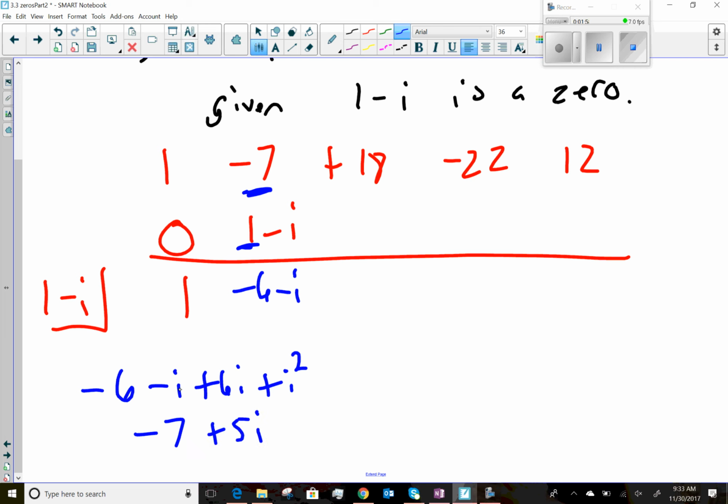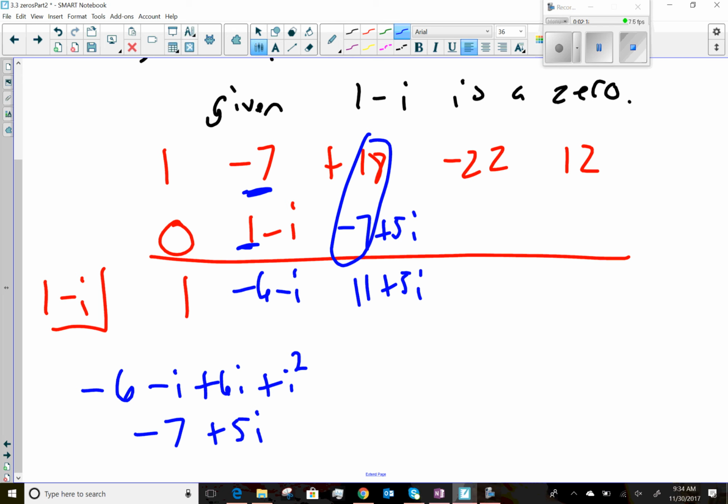Just because it says minus i doesn't mean I'm canceling out that i. I'm taking 6 and minusing 1, so I get 5. So that's what's going to go up here: minus 7 plus 5i. These are the only parts we can add, so we get 11 plus 5i.